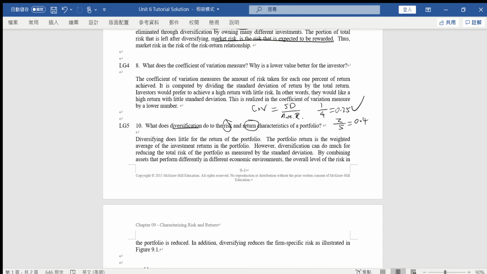Okay, that's why you should distinguish the two kinds of implications of diversification. Diversification does much on the risk level, but for return it doesn't do much.